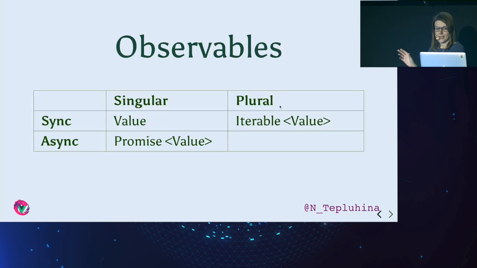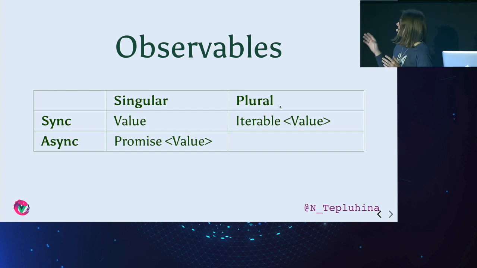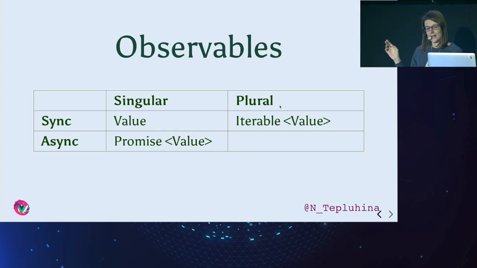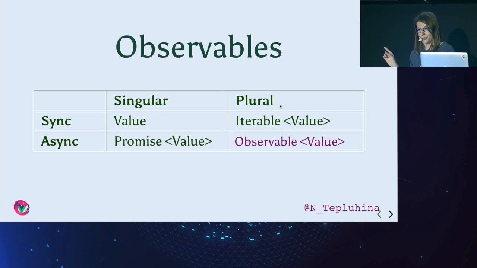The core concept of RxJS is the observable, and let's have a look at the place of observable in JavaScript. So we have some primitives, and the singular synchronous primitive is just a value. It's a number, a string, an object, anything. We have the plural synchronous primitive. It's an iterable of values, and in JavaScript, it's an array. We also have the singular asynchronous primitive. It's a promise, and a promise at some moment of time is resolving to a value or rejecting, and we have an error, but we still miss the plural asynchronous primitive, and it's the place where observable should be.